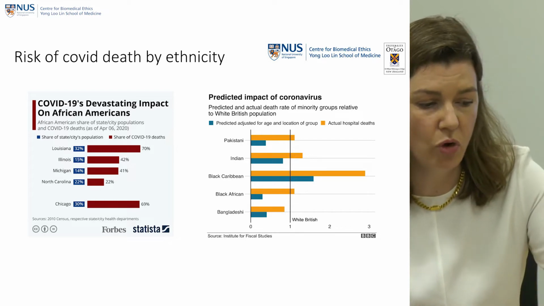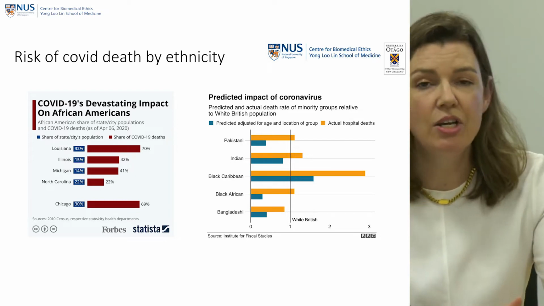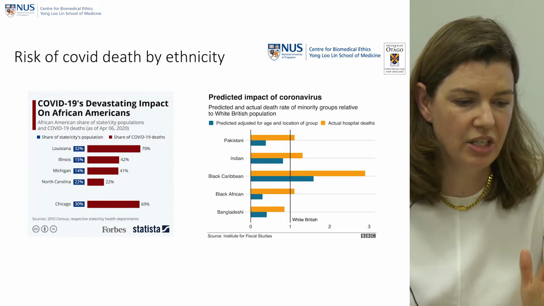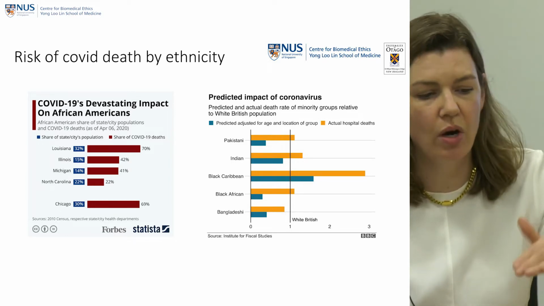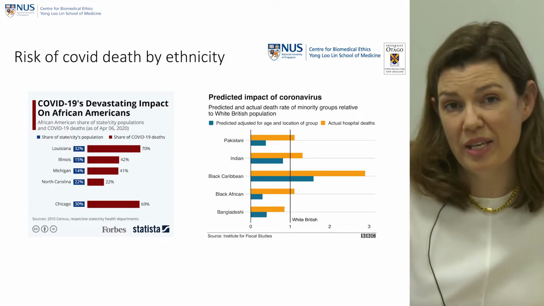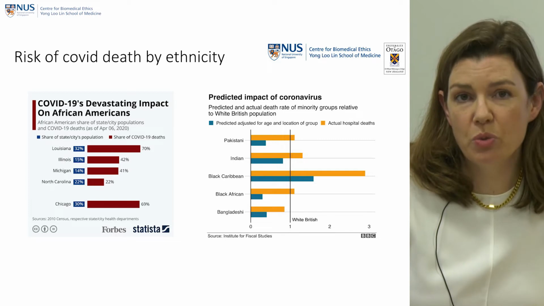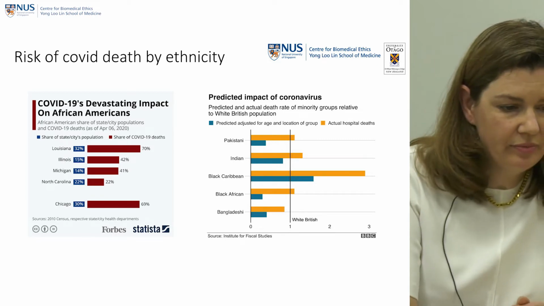And you can see that for almost all of these, except for Black Caribbean, you would expect the death rates to be lower than a British white population. But the yellow line is actual hospital deaths. And again, in all these cases, the outcome for these groups was worse than would be predicted.